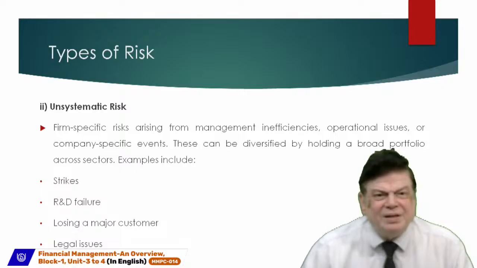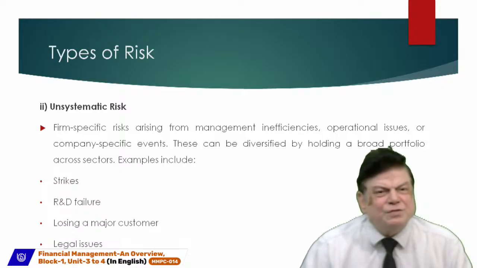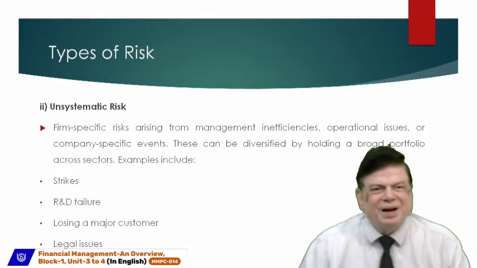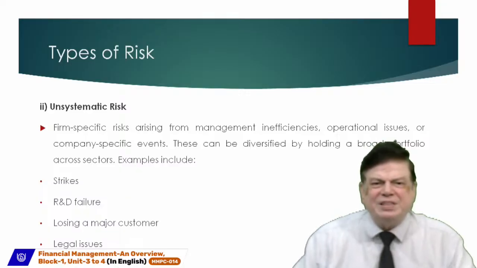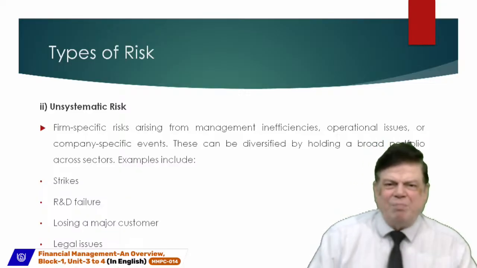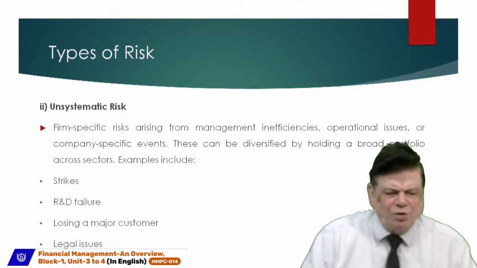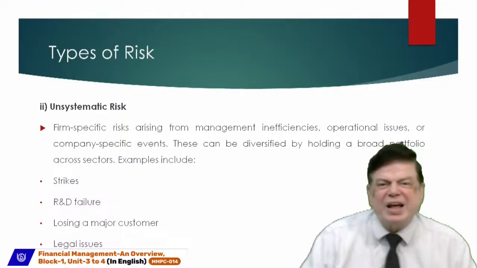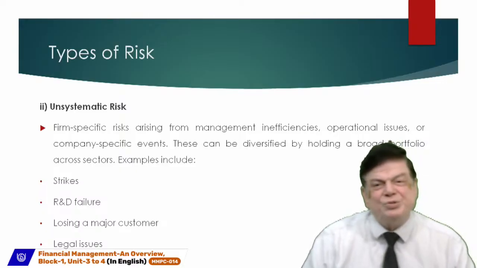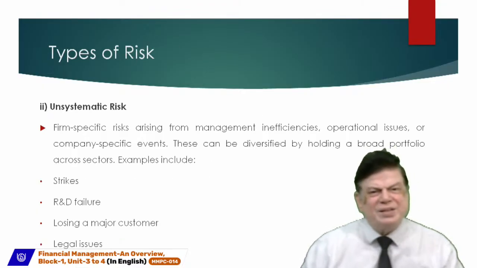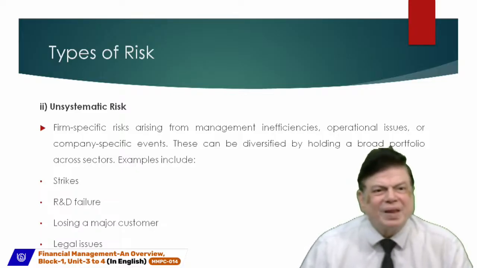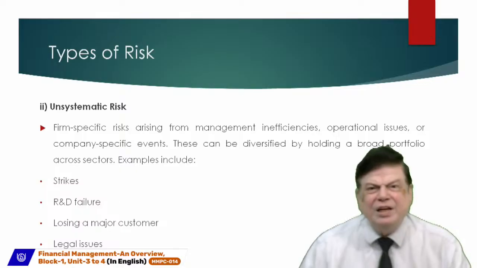Next is unsystematic risk. It is firm specific, arising from management inefficiencies, operational issues, or company-specific events. These can be diversified by holding a broad portfolio across sectors. Examples are strikes, when labor is on strike, research and development failure, losing a major customer, legal issues. So unsystematic risk can arise due to these.